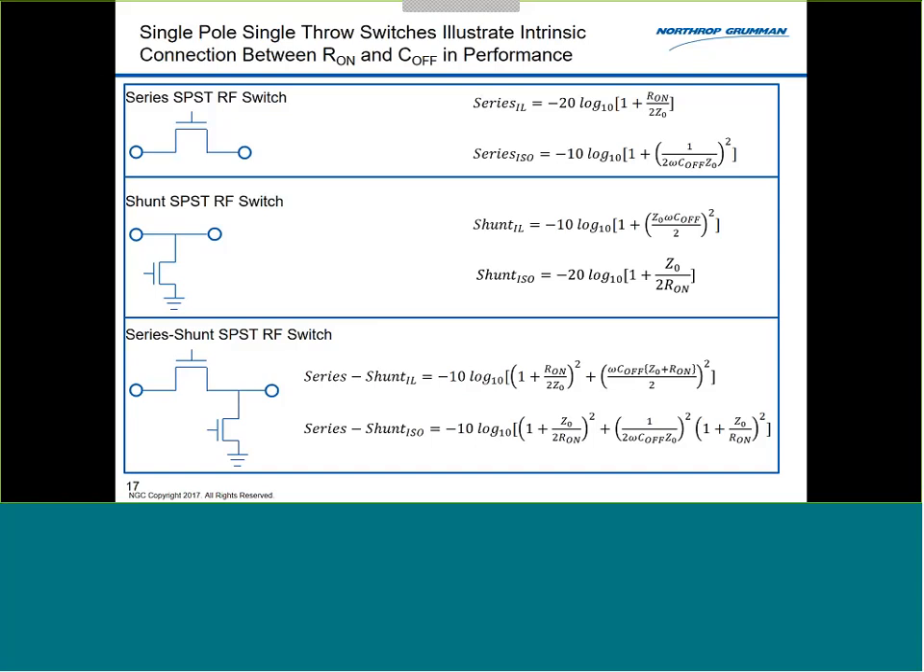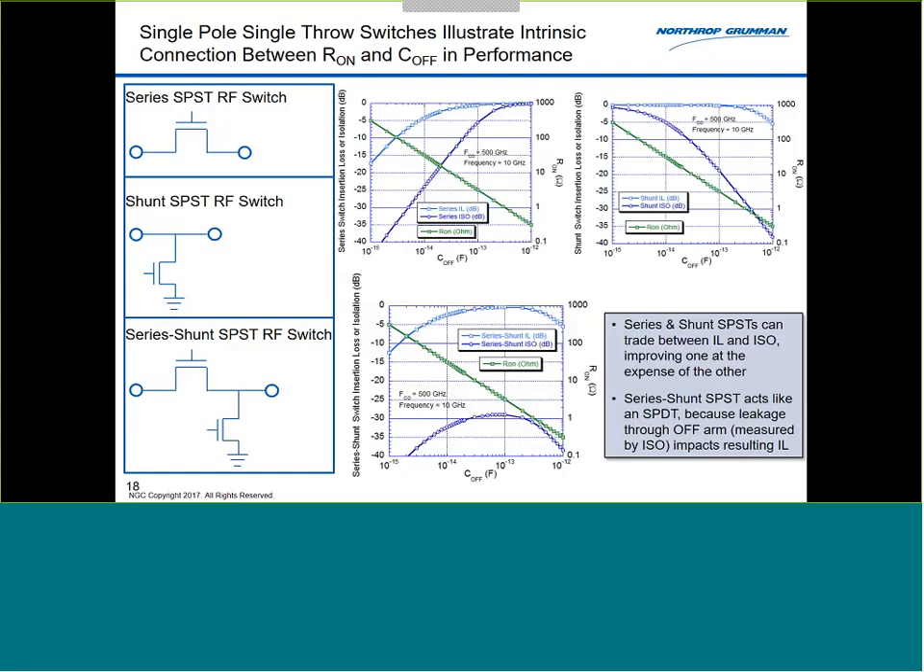In these equations, R on, C off, the Z0 is that impedance level, which generally is 50 ohms for most RF systems. You can have a series device, a shunt device, and you can put them together and make a series shunt device. The performance you expect is plotted: the first plot in the center is a series device. The light blue is the insertion loss, the dark blue is the isolation. The plot to the right of it is the shunt device. The important thing for both is that you can trade back and forth between insertion loss and isolation.